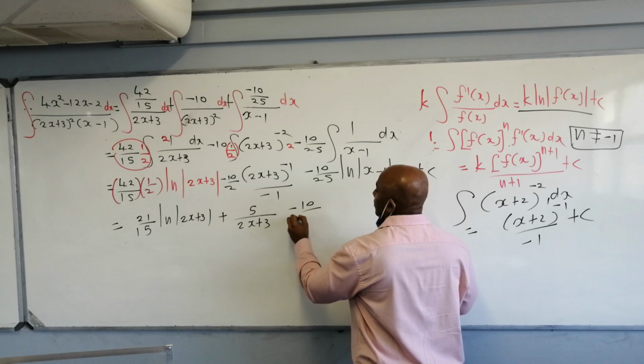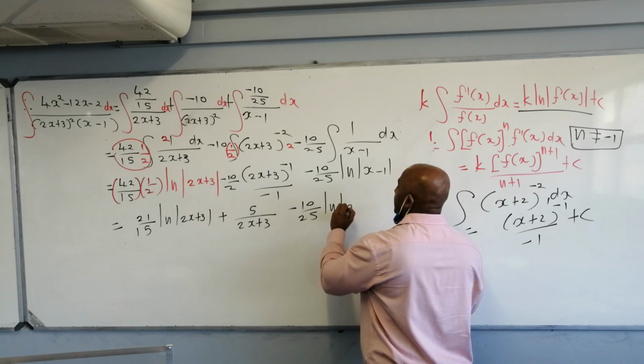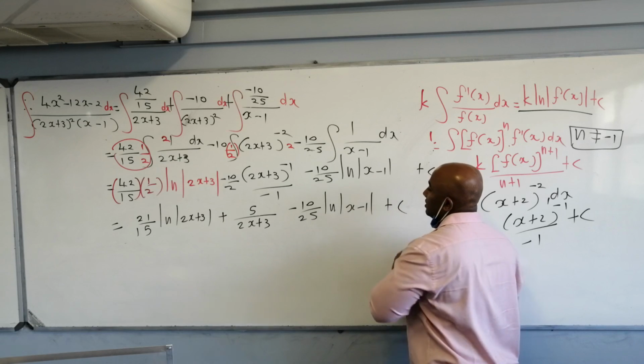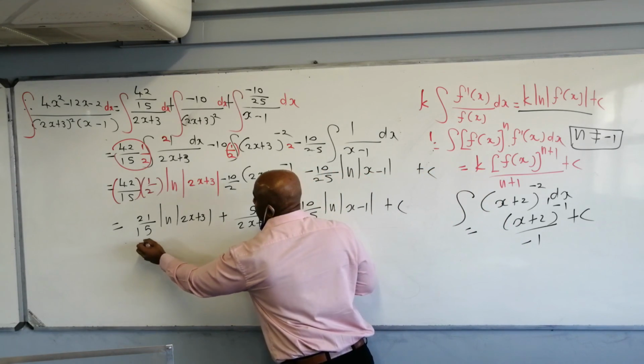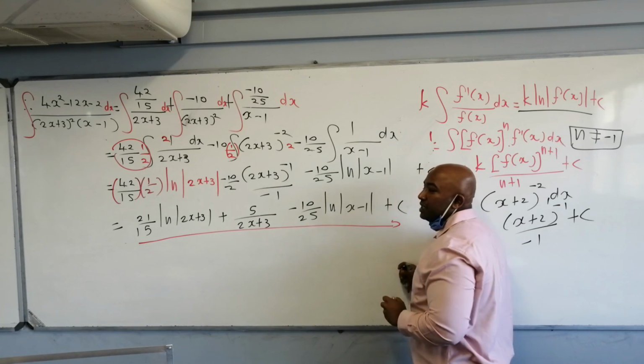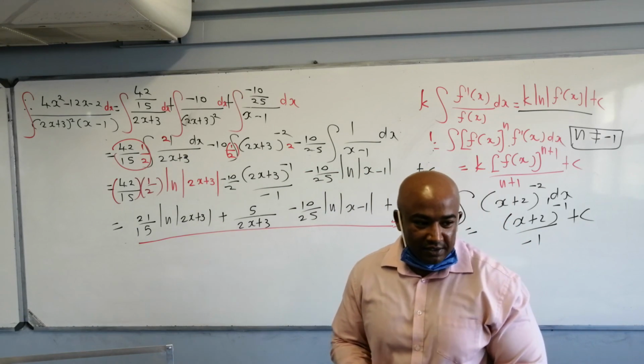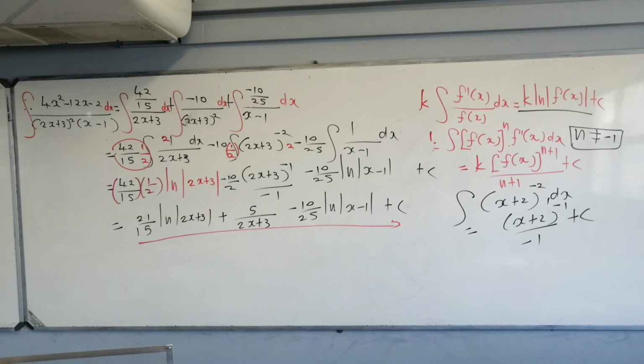Here, minus 10 over 25 ln x minus 1 plus c. And that was the method of inspection. Once you know inspection, everything starts becoming easy. Okay, so that will be all for now.